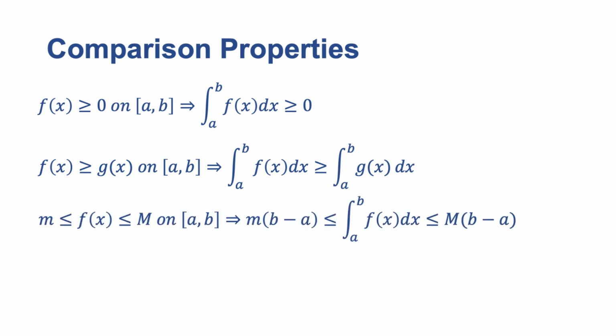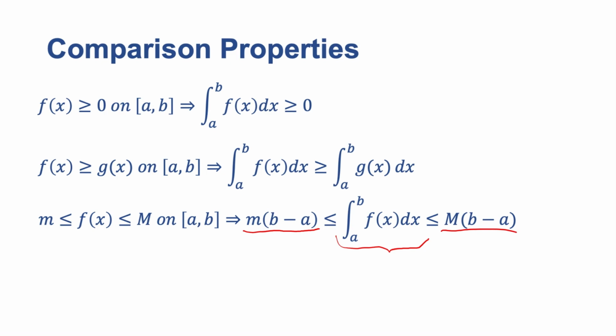The final property says that if little m is less than or equal to f of x, which is less than or equal to big M on the interval a, b, then little m times b minus a is going to be less than or equal to the integral from a to b of f of x dx, which will in turn be less than or equal to capital M times b minus a. So this is kind of a nice comparison property. We can approximate and set some bounds for what our integral is going to be between, in a way. It's fairly helpful for us.